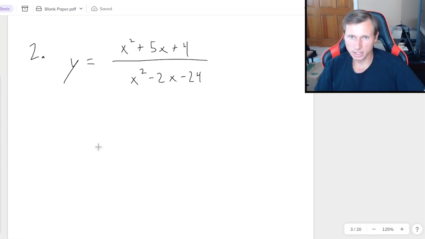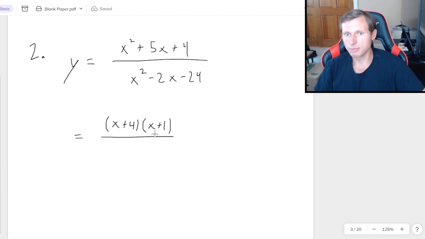Okay, so here's what we're going to do. First, I notice that both the numerator and the denominator can be factored this time. So the numerator will get factored to x plus 4 times x plus 1. By the way, if you're having trouble factoring, then you should check out my video on how to factor, but I'm assuming that's a skill you already have down if you're watching this video. So then for the denominator, that's going to factor to x minus 6 times x plus 4.